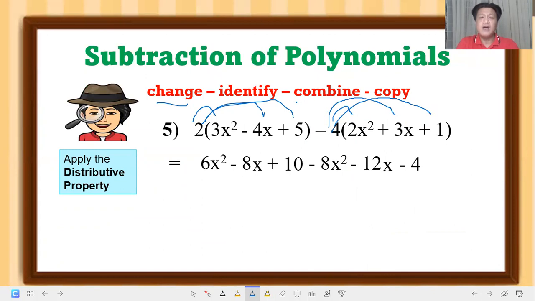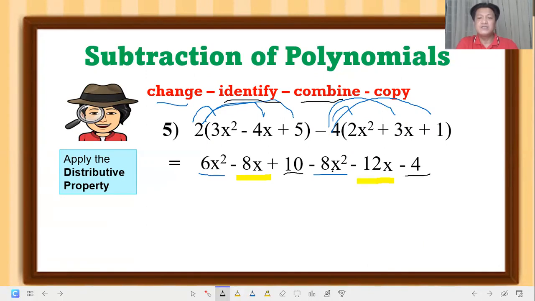And then you can now identify like terms. Sino yung like terms natin? Okay, si 6x squared tsaka si negative 8x squared. Sino pa? Si negative 8x tsaka si negative 12x. Always remember yung sign nila, huwag natin kakalimutan. And of course, the constant term which is 10 tsaka yung negative 4. Therefore, you can now proceed to, after you identify, combine na natin sila.